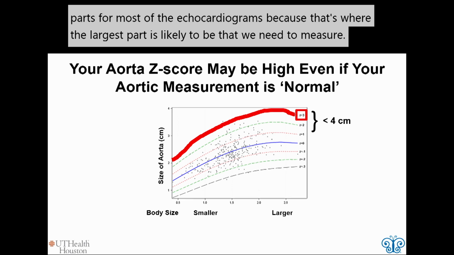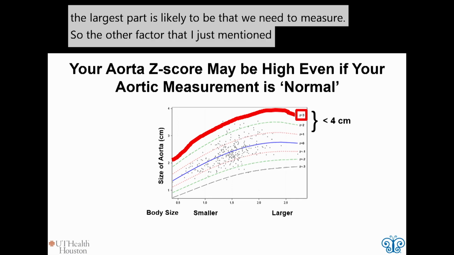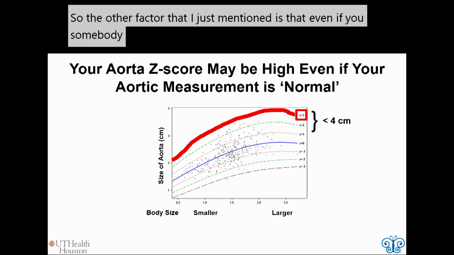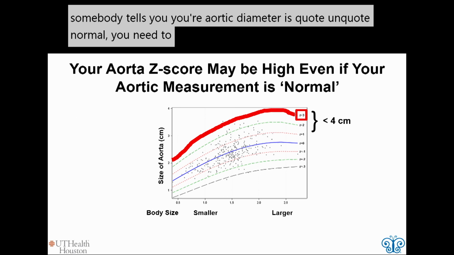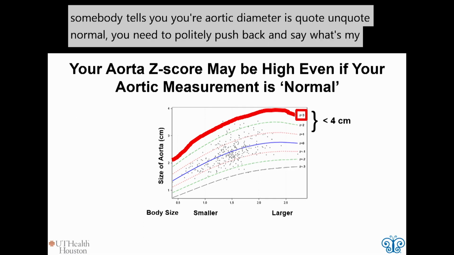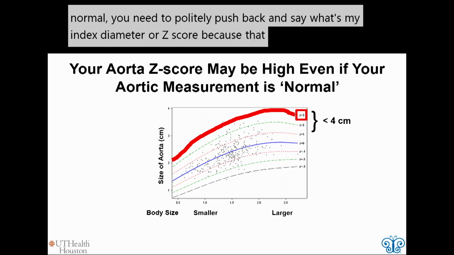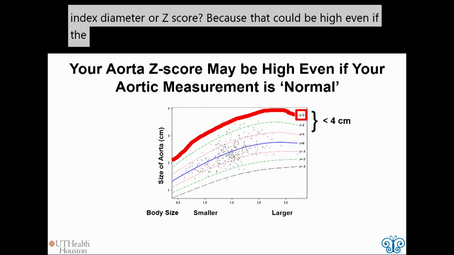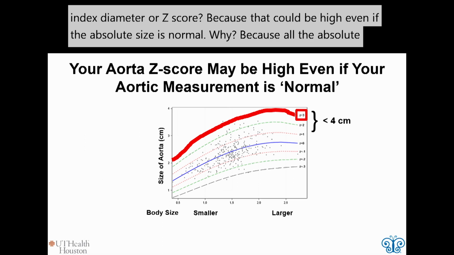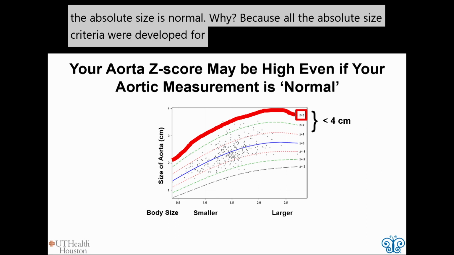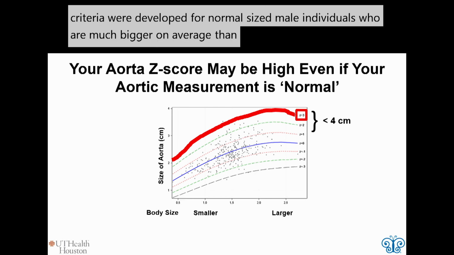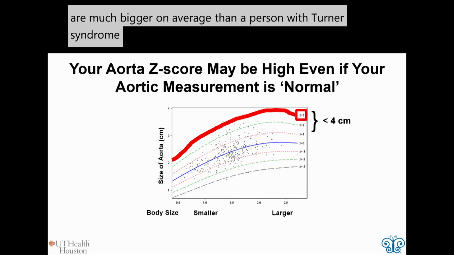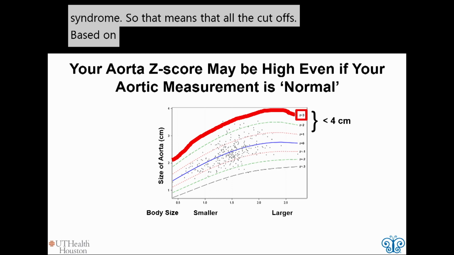So the other factor that I just mentioned is that even if somebody tells you your aortic diameter is quote unquote normal, you need to politely push back and say, what's my index diameter or Z-score? Because that could be high even if the absolute size is normal. Why? Because all the absolute size criteria were developed for normal-sized male individuals who are much bigger on average than a person with Turner syndrome. So that means that all the cutoffs based on size are no good for Turner syndrome.